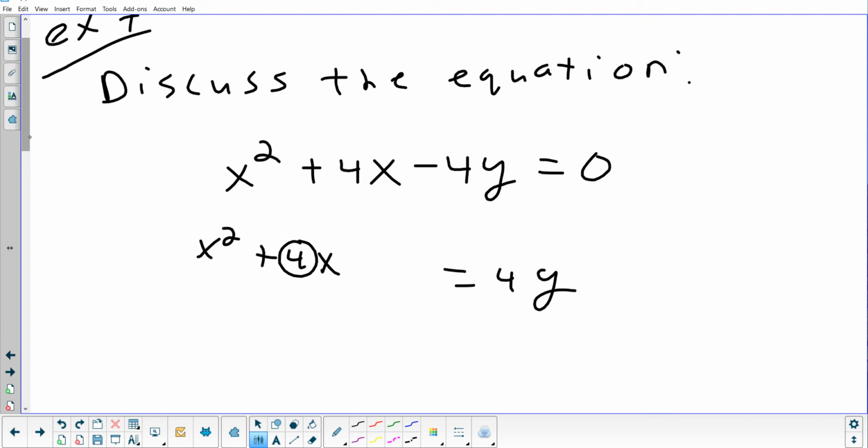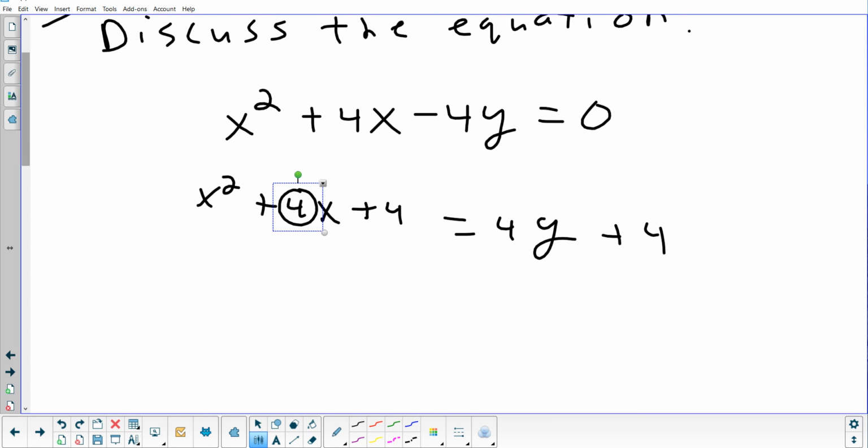So in this case, what's half of this? 2. And then square it, 4. Just a coincidence, it came out the same. And everything's still fine because you added the same number on both sides, but now this should factor extremely nicely. How does x squared plus 4x plus 4 factor? X plus 2 times x plus 2.